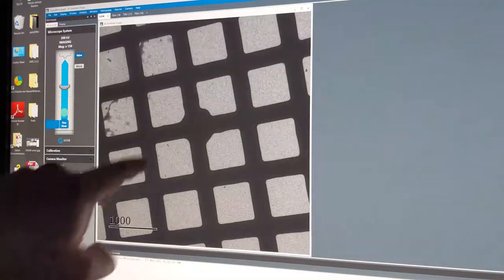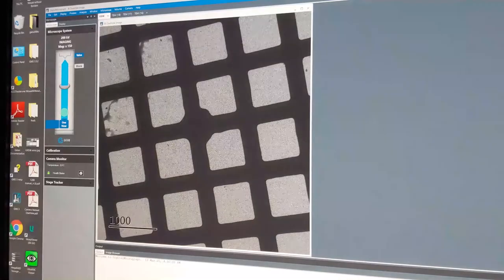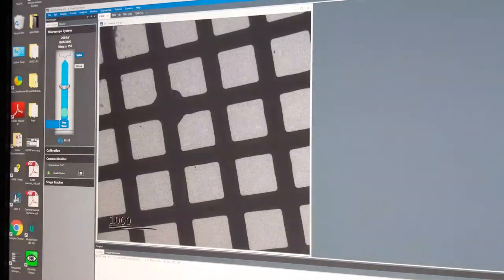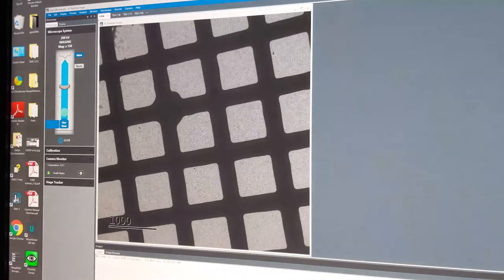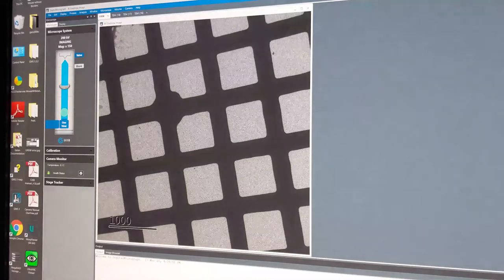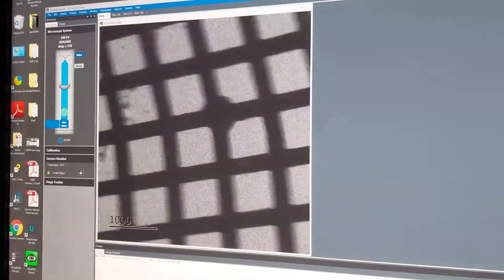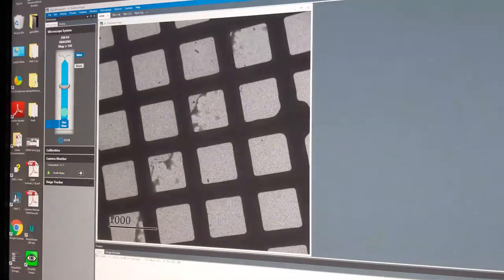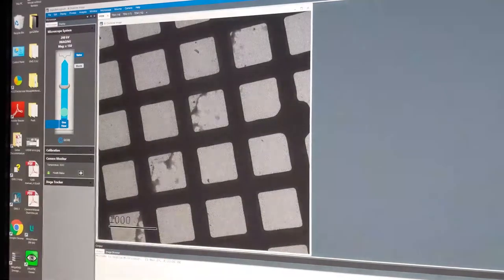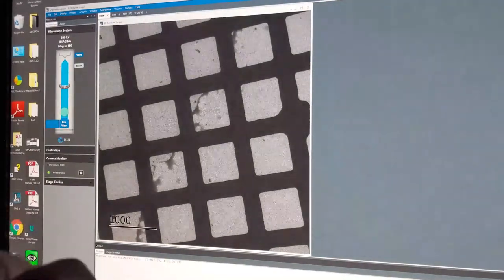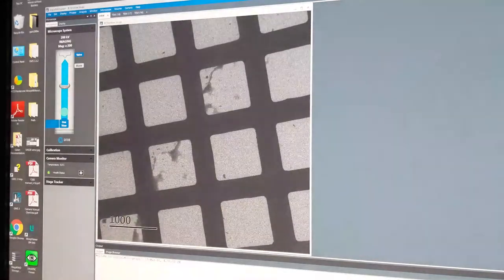But what we do see is bright regions in between those bars. Those are the holes which have the carbon support film over the top. Because the carbon film is very thin, about 10 nanometers, and it's made of carbon, which is very light as an element, the electron beam doesn't get scattered very much by it and passes straight through. Over here there are some areas where there is material sat on top of the carbon film, and those regions contain the sample.